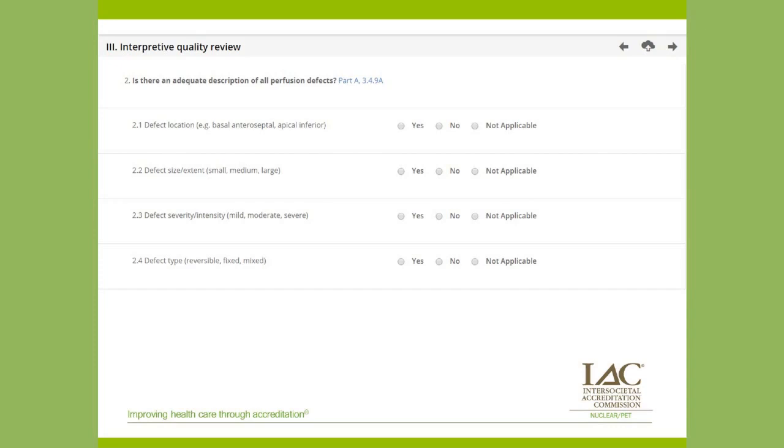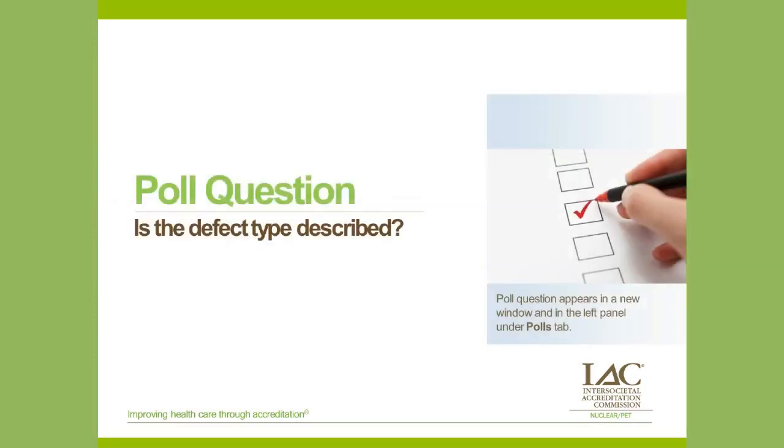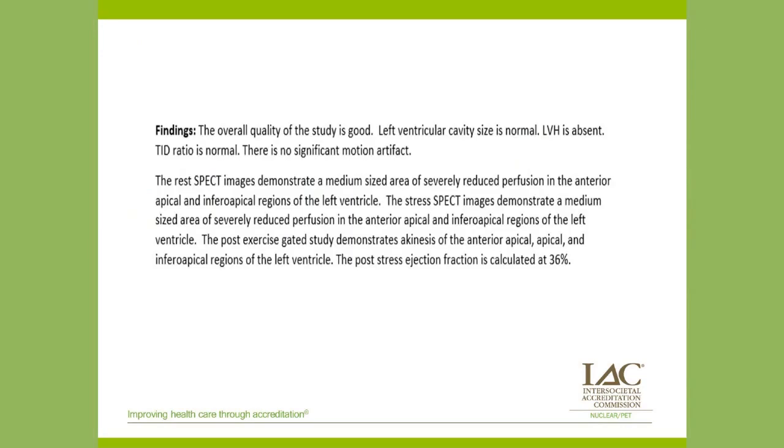So we're going to do another poll question. Obviously, again, we can't go through all the questions, but the poll question is: is the defect type described? So you'll just read this little part of a report and answer yes or no. Is the defect type described?